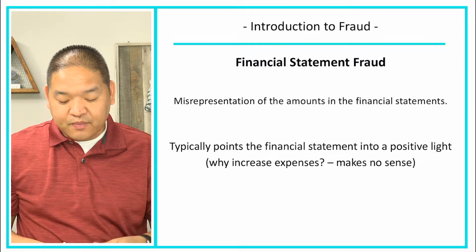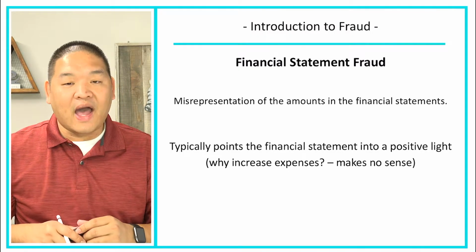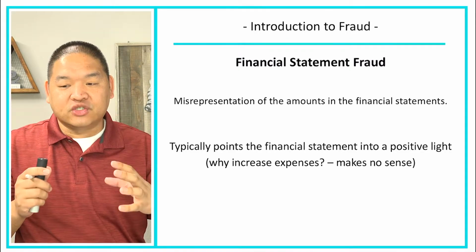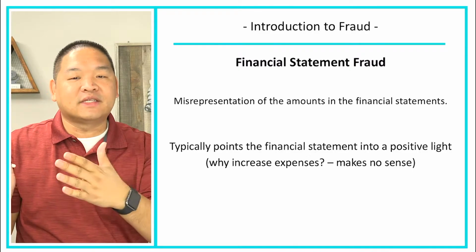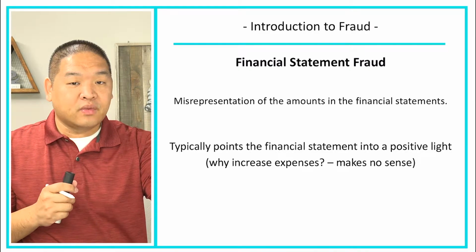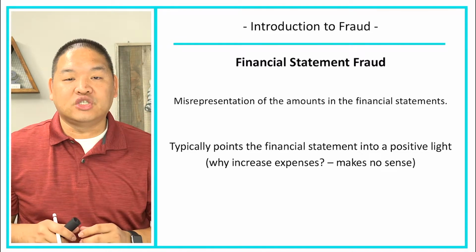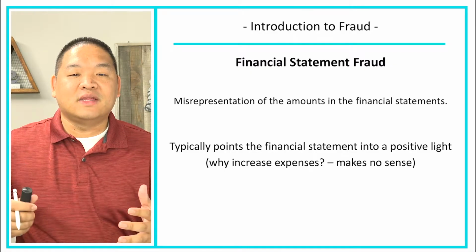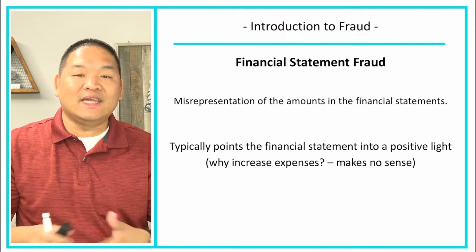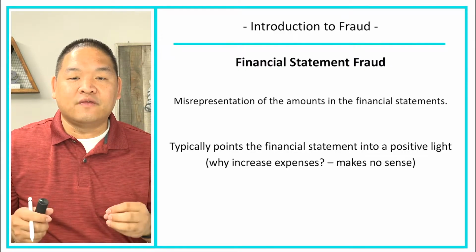Now, typically it puts the financial statements in a positive light. Why increase expenses? It makes no sense. So typically when we look at a financial statement, it's moving towards a positive light, not a negative light. So you would increase your revenues more than what they should be, and you're decreasing expenses more than they should be. But it usually doesn't mean that a company is inflating their expenses, because it doesn't put the company's books in a good financial light.